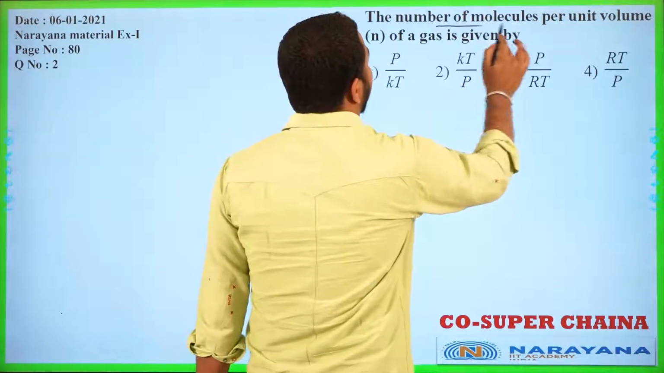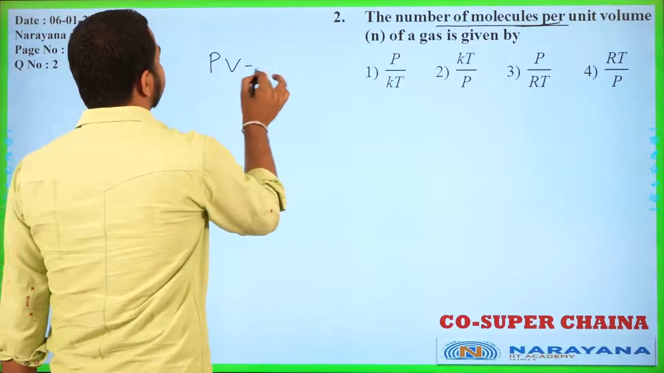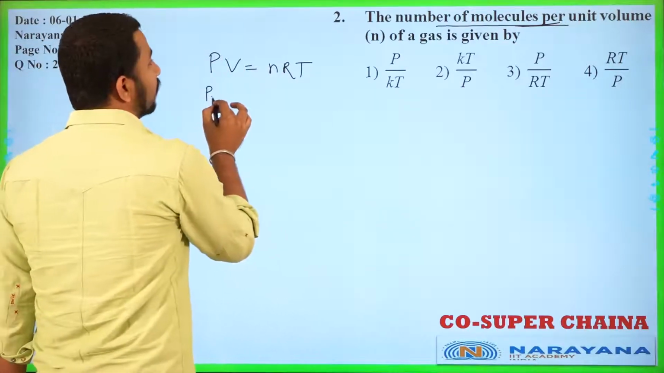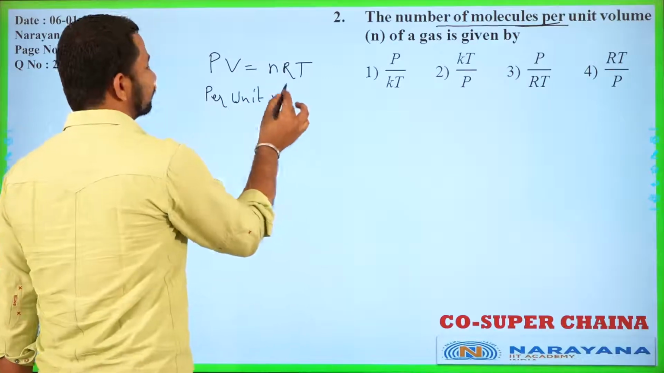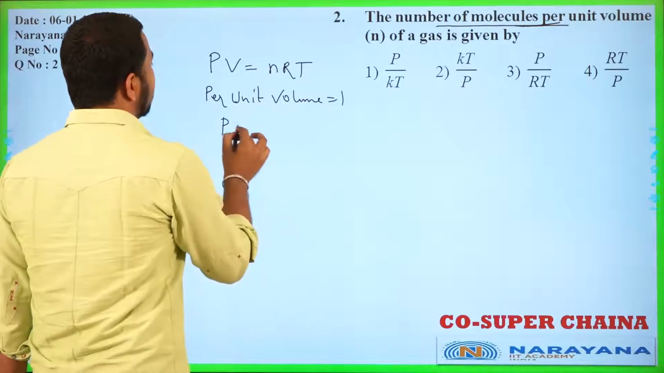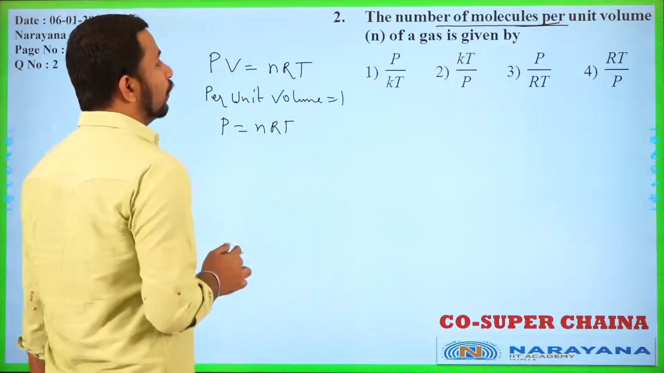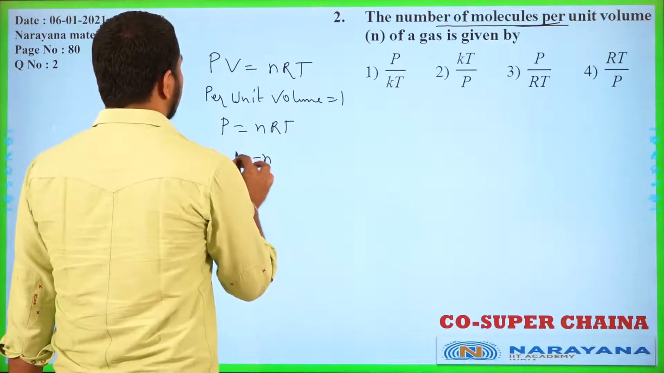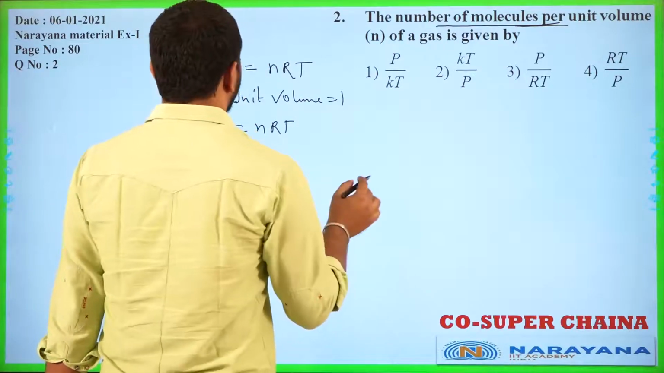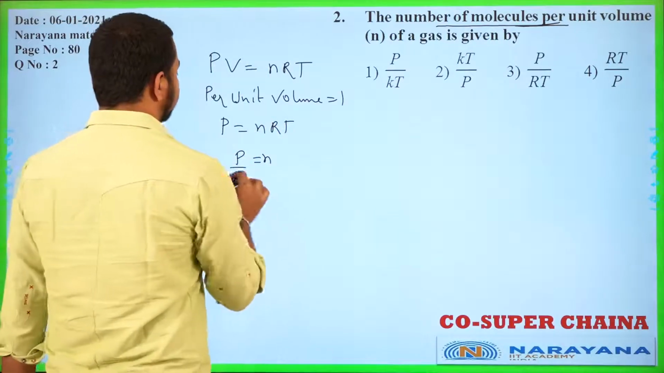Students, here you have to find the number of air molecules per unit volume. So PV is equal to nRT, and you need to find it per unit volume. Per unit volume means we'll put volume as 1. So we get P is equal to nRT. The number of molecules per unit volume, N, you have to calculate. So n will be nothing but P by RT, and this is the number of moles.